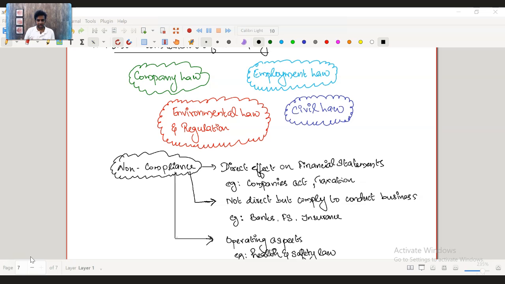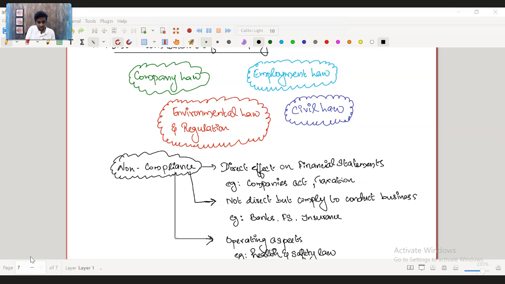And if there are financial institutions, there are further laws they have to follow. So as an auditor, is it our duty to ensure that the company is actually following all these laws and regulations? The answer is no. Because an auditor is appointed by the shareholders to audit the subject matter, which is the financial statement.